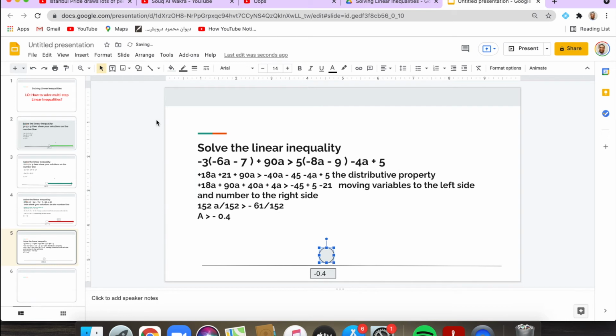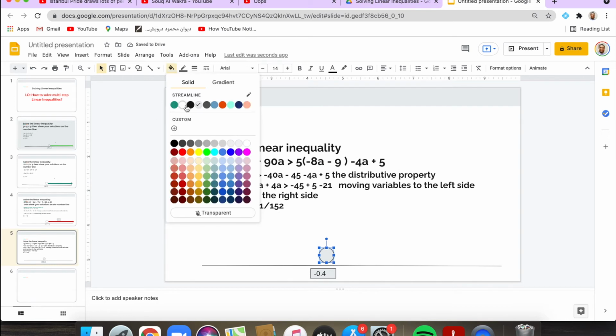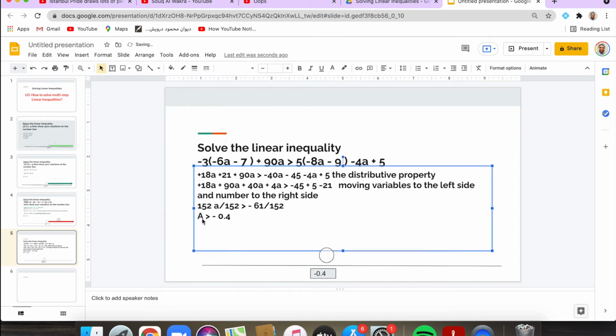This circle should be colored or not? What do you think? I think no. Why? Because a is greater than. If it was greater than or equal, I would color it. Okay? Now I cannot write greater than or equal on the calculator or on the Google Slide. So that's why all my examples are about greater than and less than.